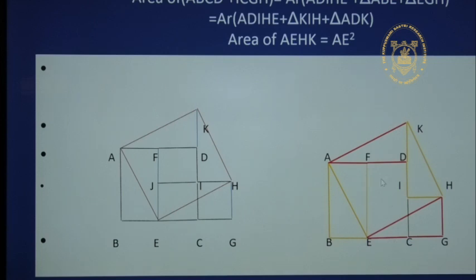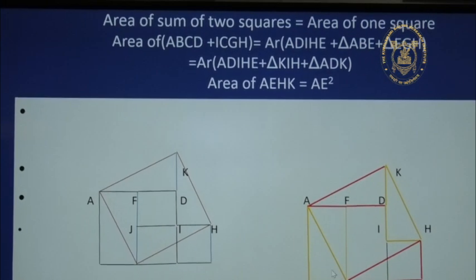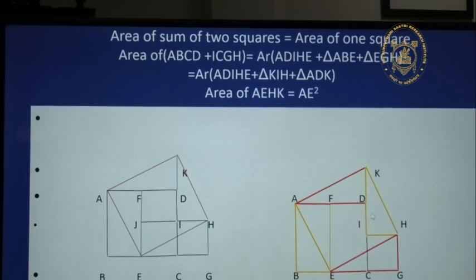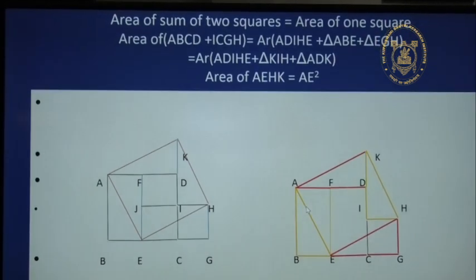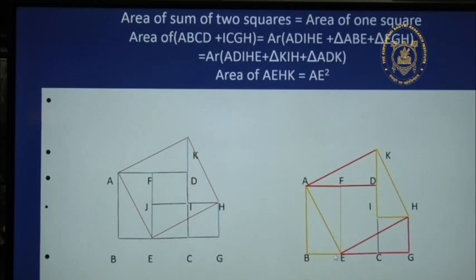Now here we can see this triangle and this triangle are congruent, and then this triangle is congruent. Therefore, the sum of these three equals the sum of these three. Therefore, the sum of the two given squares equals the area of the constructed square. In fact, we can see that in a right triangle, if the hypotenuse and a side are equal to the hypotenuse and side of another, they are all congruent. In all four triangles, that is true. That's why this construction comes true.